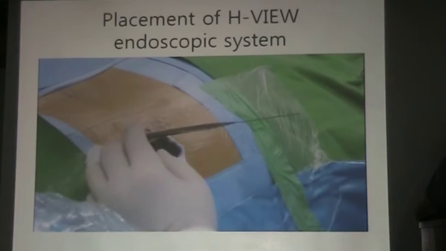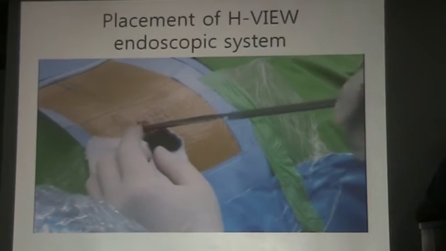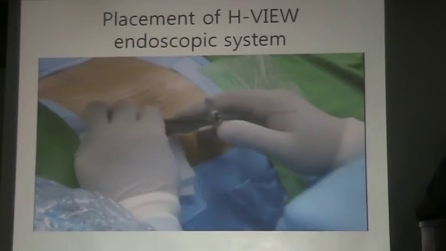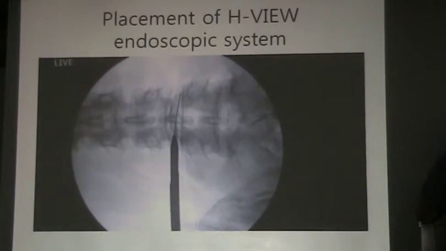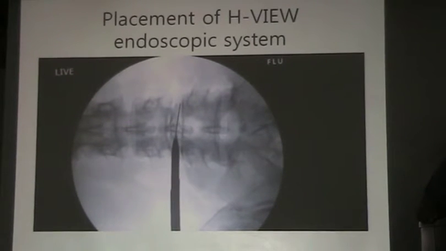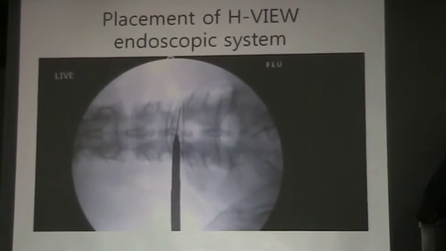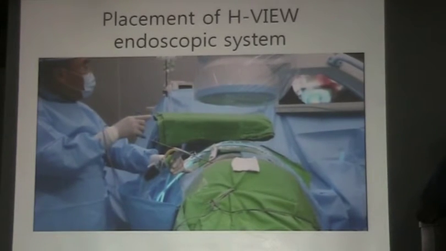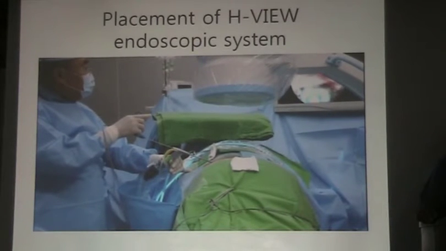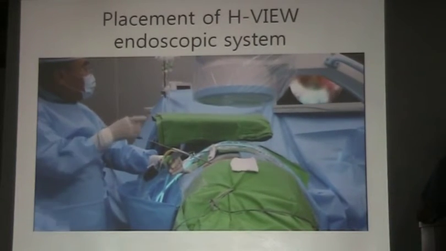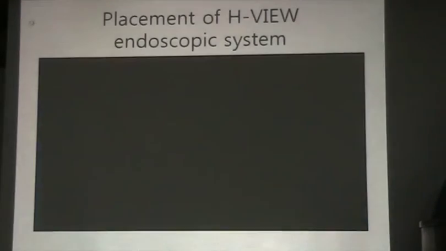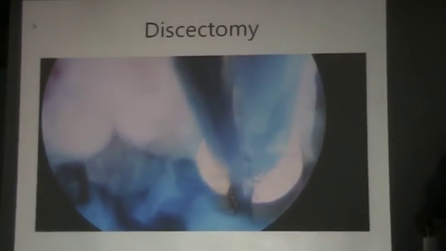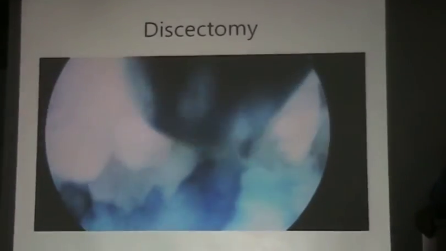Just under local anesthesia. Working tube insertion first. This is an example of the obturator insertion. Yes, under C-arm guidance, obturator insertion like this. Then placement of the endoscope system, RF catheter, bleeding control, and discectomy with bleeding control.